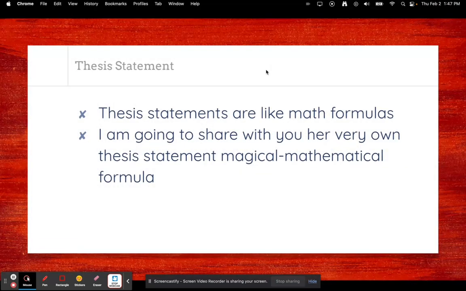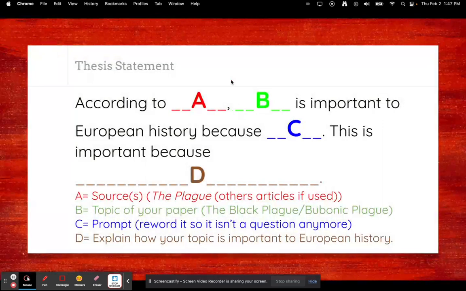So thesis statements in my mind are kind of like math formulas. I don't know why, because I'm not a mathy kind of person, but that's okay. I'm going to show you my very own thesis statement of magical mathematical formulas. So I know this is confusing. You're like, Miss Corey, what the heck am I looking at? Okay, I'm going to walk you through it.